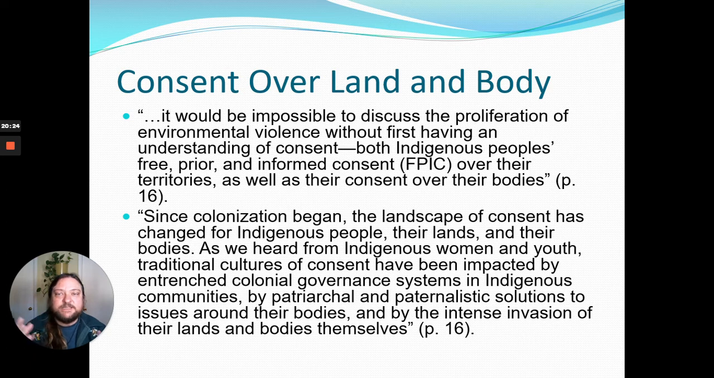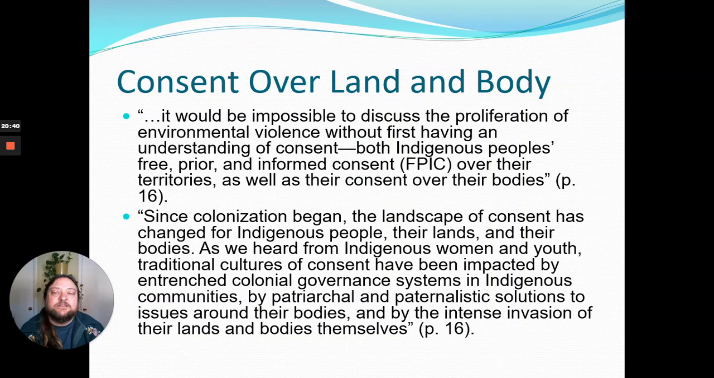So there's this idea of consent over your own body that every individual in the world should have, and also consent over what you're going to do with these lands that we're in a relationship with, that we live off of, and it lives off of us.